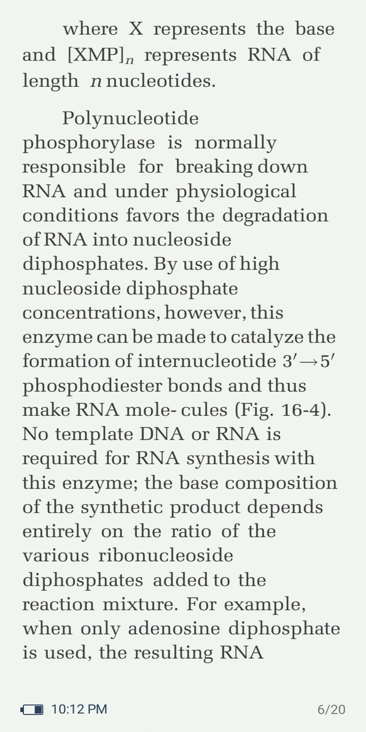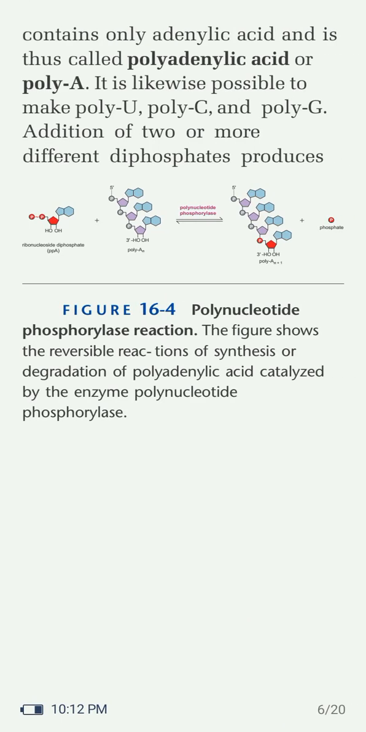The base composition of the synthetic product depends entirely on the ratio of various ribonucleotide monophosphates added to the reaction mixture. For example, when only adenosine monophosphate is used, the resulting RNA contains only adenylic acid, and this is called polyadenylic acid or poly A. It is likewise possible to make poly U, poly C, and poly G.